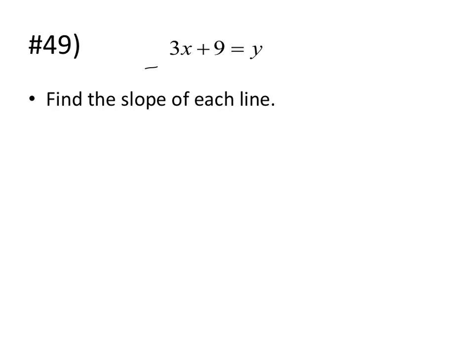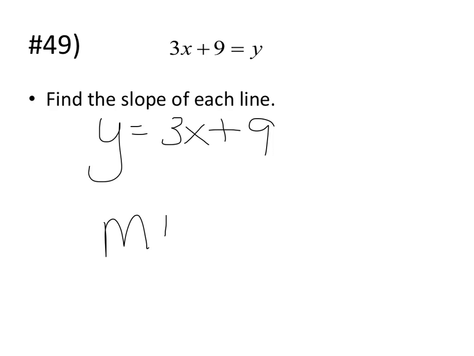Okay, same thing here. Got to put it in slope-intercept. Oh, it is in slope-intercept form. Silly me. It's just written backwards. So let's go ahead and write it. Put the y out in front so we don't get confused. So our slope is just 3.